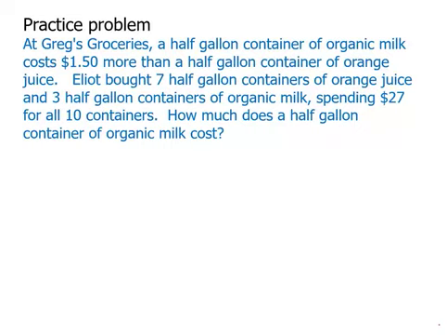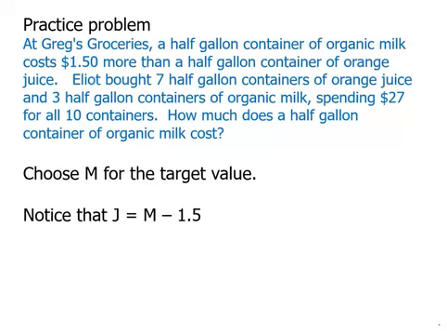And so here, we're looking for milk. So first of all, I'm going to pick M for that. That's my target value. In other words, if I find the value of M, I've answered the question. Now notice that the other variable, the price of juice, well, juice is $1.50 less than milk. Milk is more, so juice is less. So J equals M minus 1.5. And so everywhere where I would have a J, I can just substitute M minus 1.5, and I can write everything in terms of M.